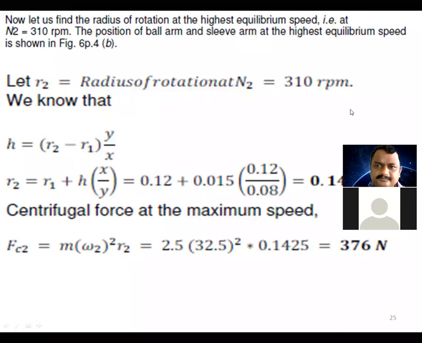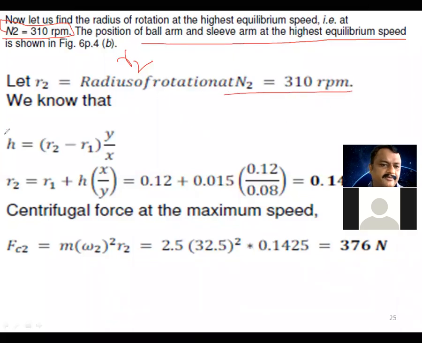Now observe here. We are supposed to find similarly what is the radius of rotation at the second instance. N2 is known, maximum speed is known. We are interested in finding R2. R2 is the radius of rotation at the highest equilibrium speed. So radius of rotation at N2, 310 RPM, can be found out using the formula. That formula is what? H equal to R2 minus R1 into Y by X. So this is the height of the governor. H is given, sleeve lift is given. How much is it? 15 millimeter. So I will write it as 0.015 meter.